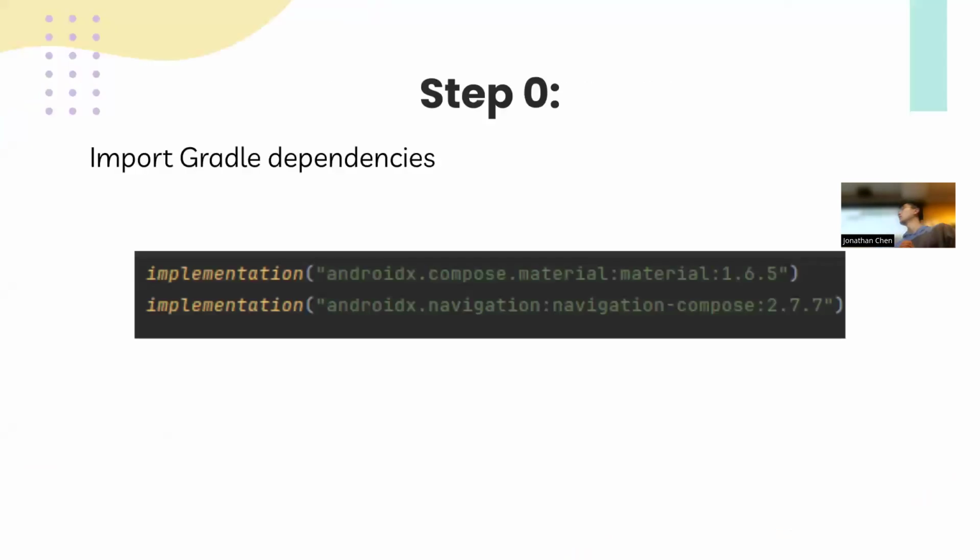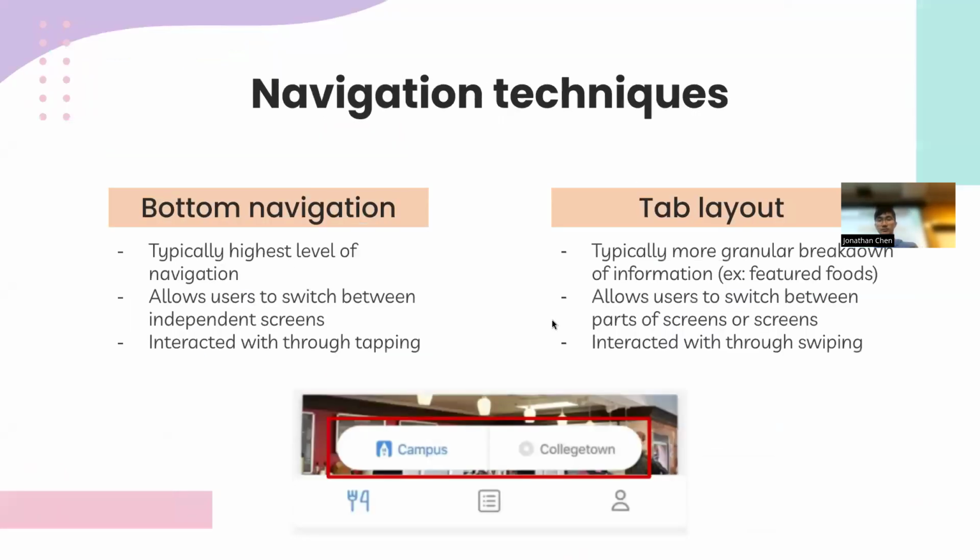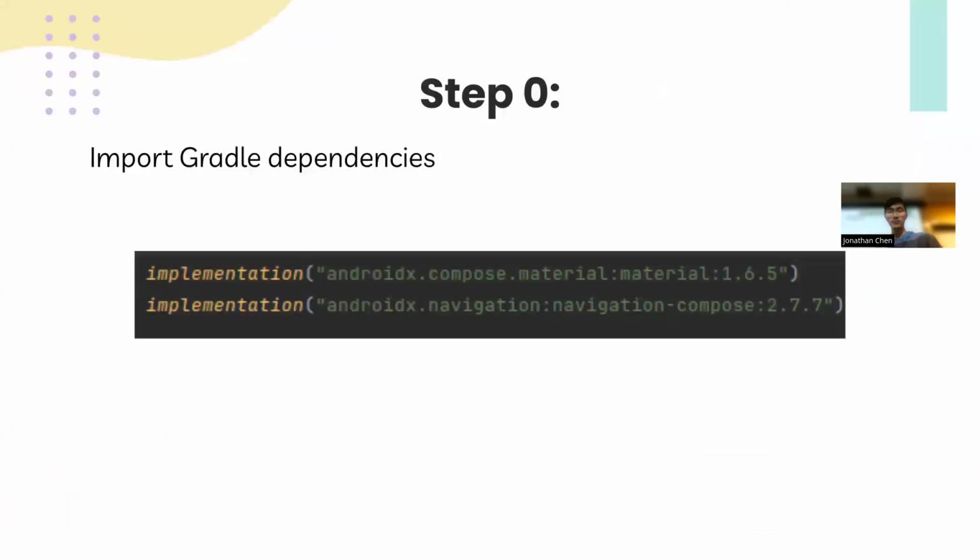So step 0, you're going to first import the Gradle dependencies. We rely pretty heavily on Google's Material Design in Android development. We don't want to rewrite ugly stuff. We just want to use what works and what looks good. So we import the material library there, and we want to import the compose navigation library as well, just so we can actually implement moving between the screens.